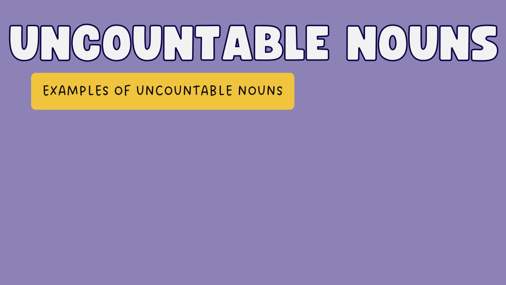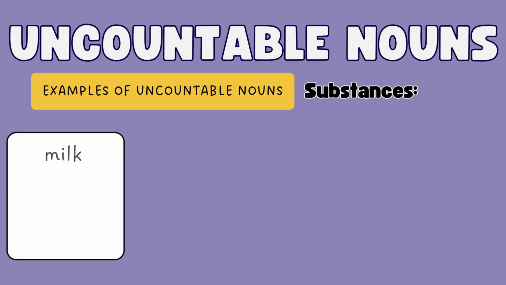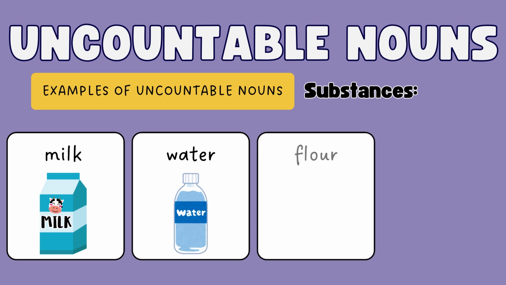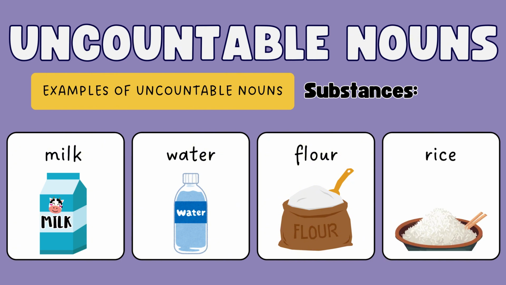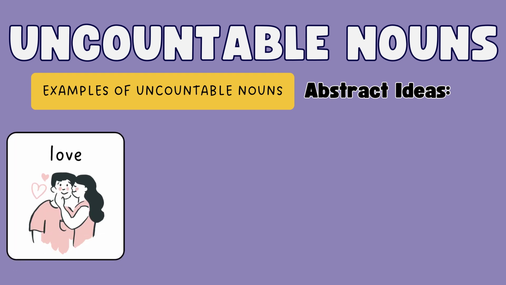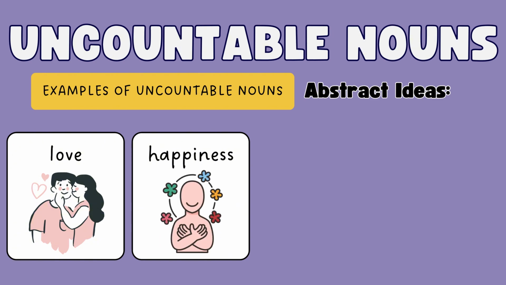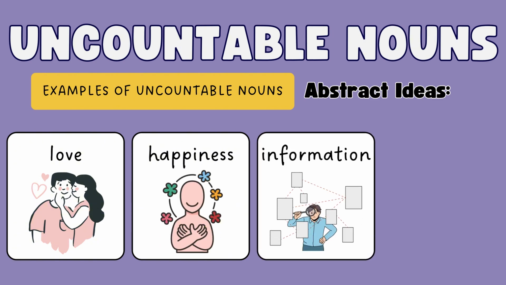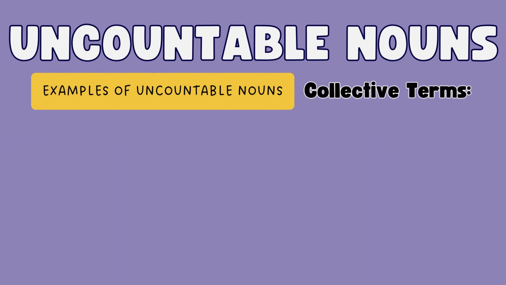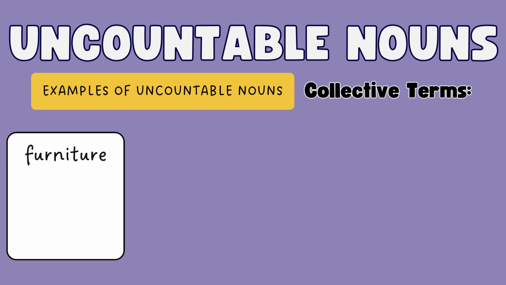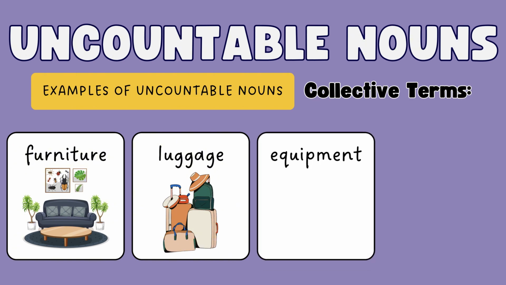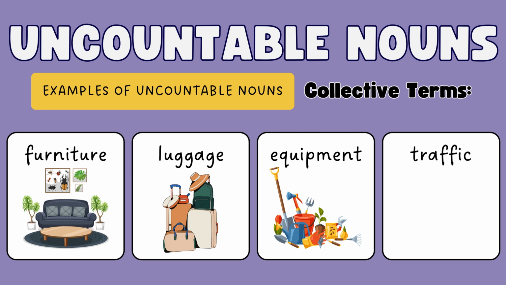Examples of uncountable nouns. Substances: milk, water, flour, rice. Abstract ideas: love, happiness, information, knowledge. Collective terms: furniture, luggage, equipment, traffic.